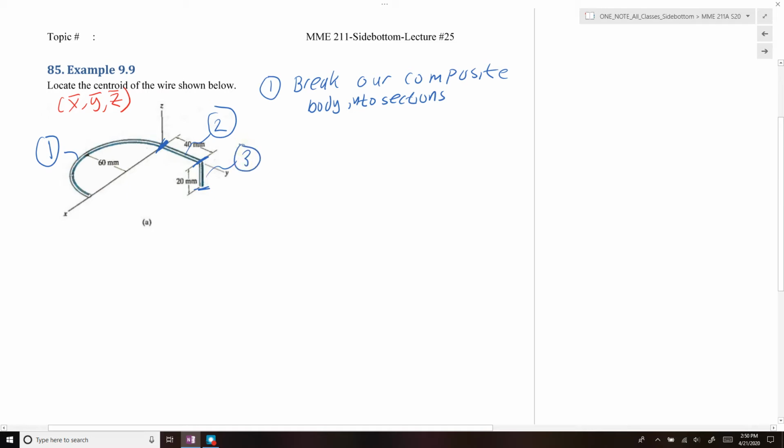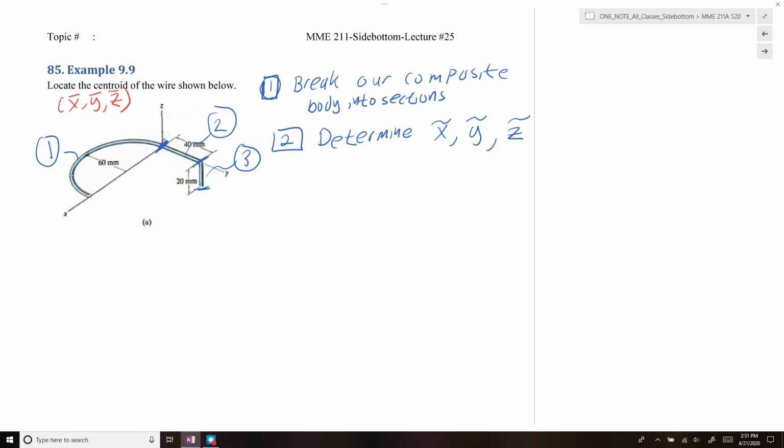Right? So once we break our composite into 3 sections, what we're going to do next is determine, for each section, what is the section's centroid. Alright, so those are our x tilde, y tilde, and z tilde.